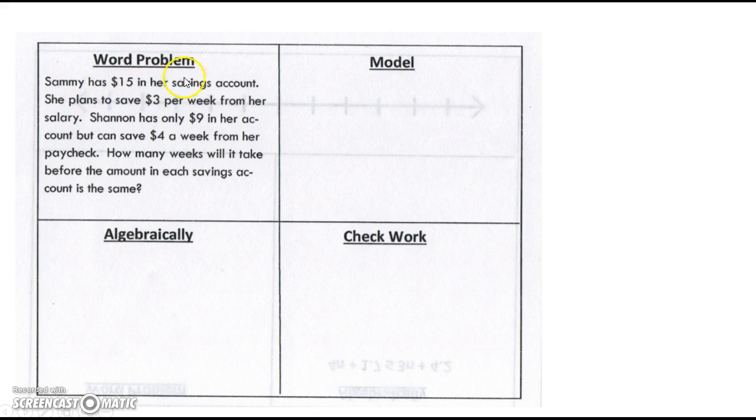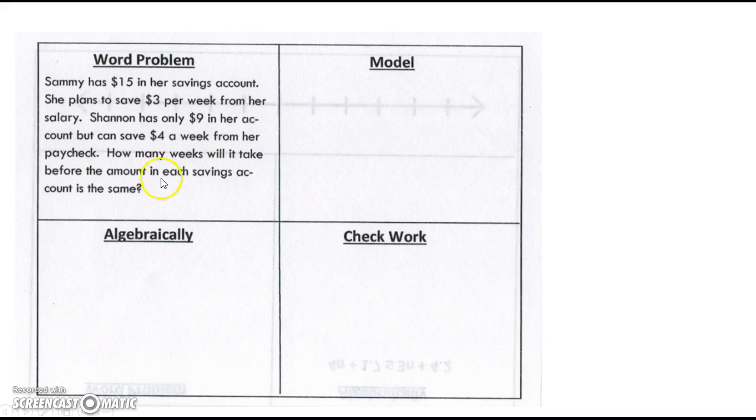Sammy has $15 in her savings account. She plans to save $3 per week from her salary. Shannon has only $9 in her savings account, but can save $4 a week from her paycheck. How many weeks will it take before the amount in each savings account is the same?